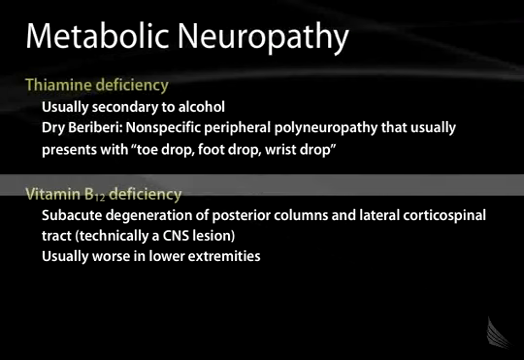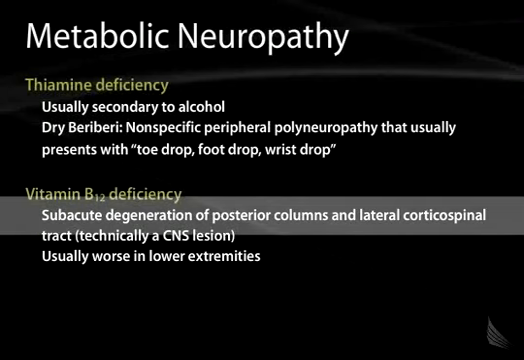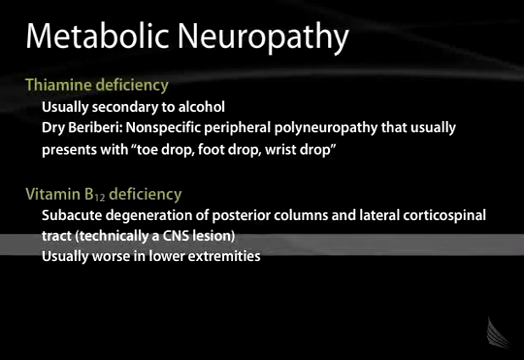Vitamin B12 deficiency is a subacute degeneration of the posterior columns as well as the lateral corticospinal tract. It's usually worse in the lower extremities, and it can be seen in patients who are pure vegetarians as well as those who have pernicious anemia. And here, replacement of the B12 will help alleviate their symptoms due to posterior column dysfunction, which includes loss of proprioceptive sensation in the legs.